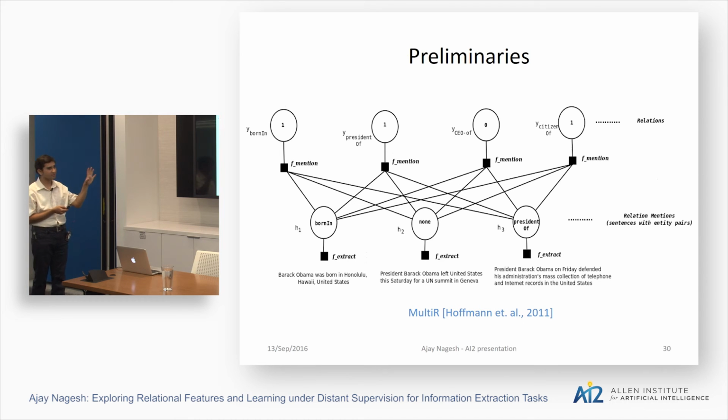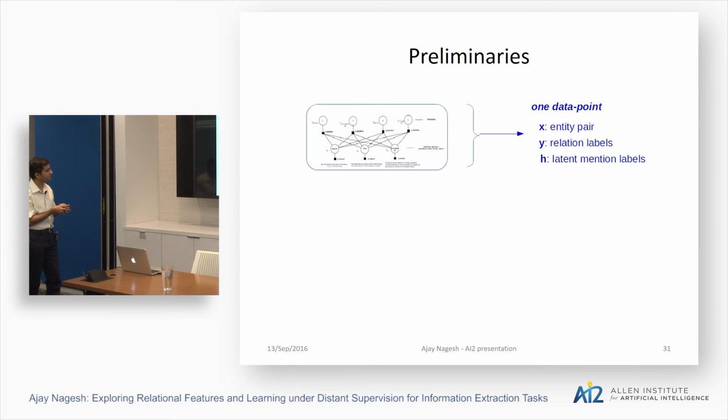It is essentially a Markov random field with two types of random variables. The first is the corpus level relations that we get from the database, and then there are these sentence level mention labels which are hidden. Yes, they are the latent variables. And there are two types of factors, the local sentential factors, and then there are these aggregate factors which help in determining the aggregate relation given a set of mentions.